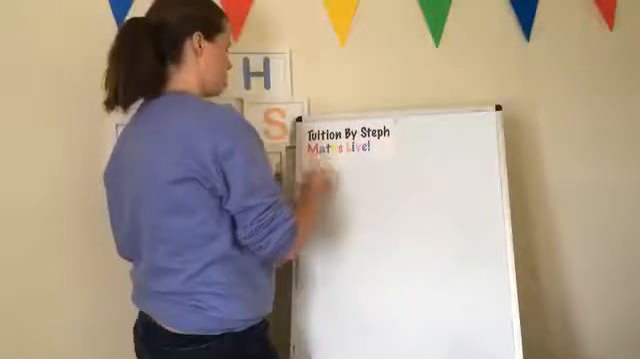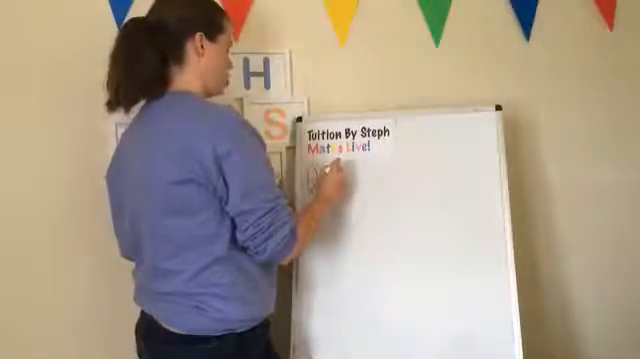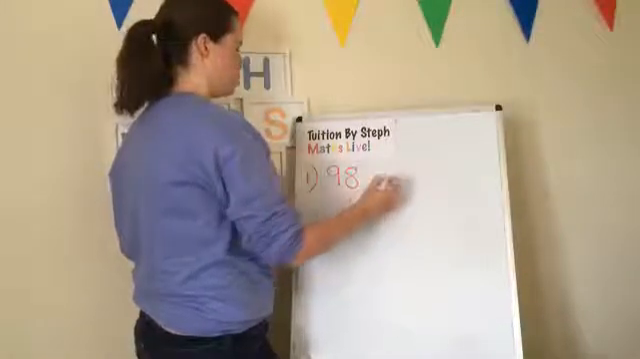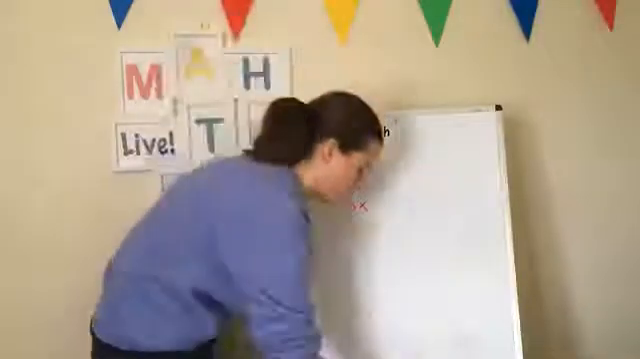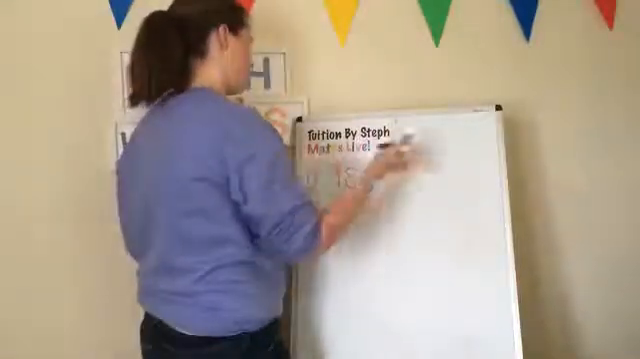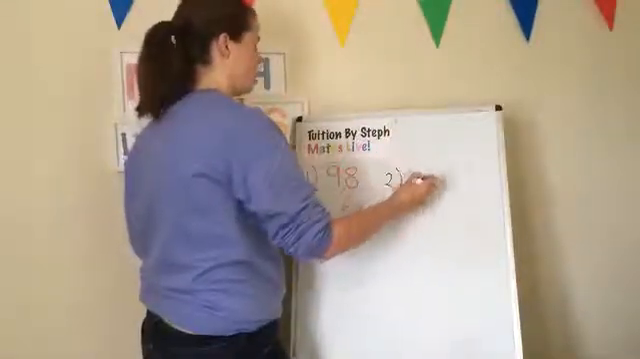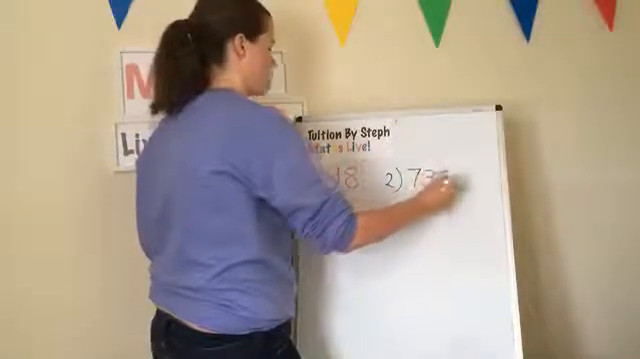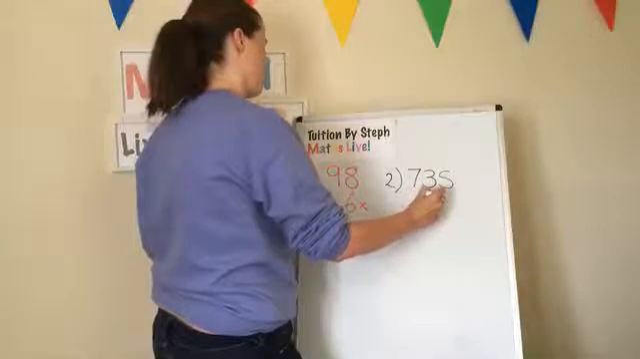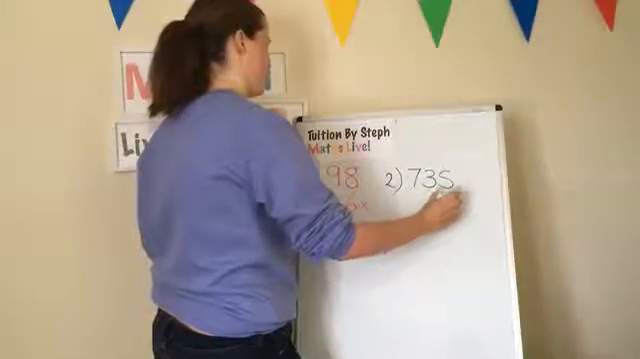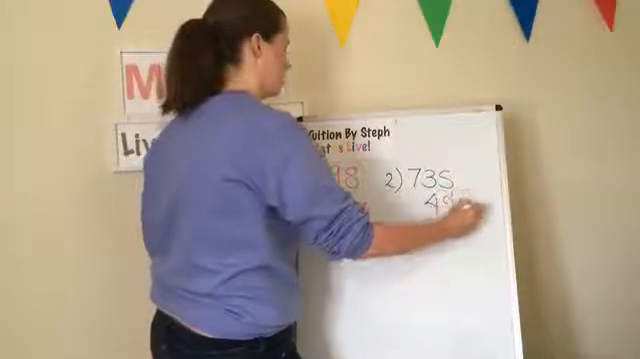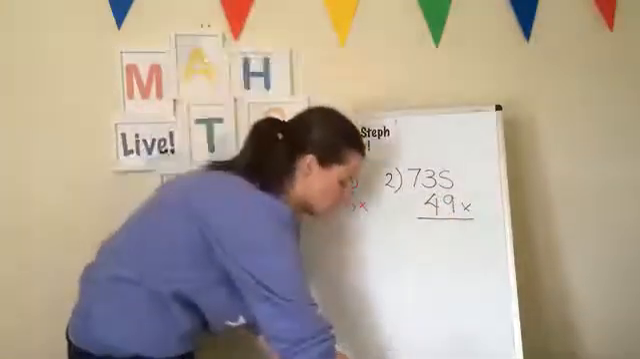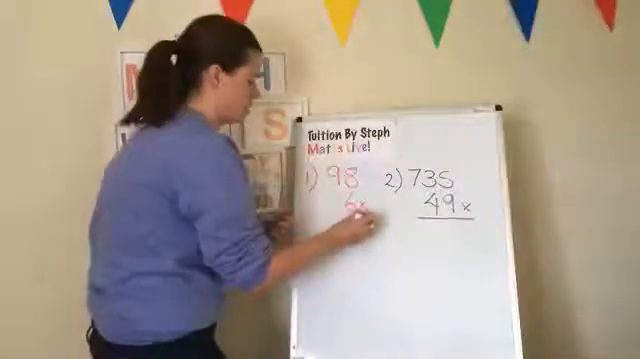Question 1, I would like you to do 98 times by 6. Question 1. Question 2, I'm going to get you to do 735 times by 49. Okay, there's your first 2 questions to start. Off you go.